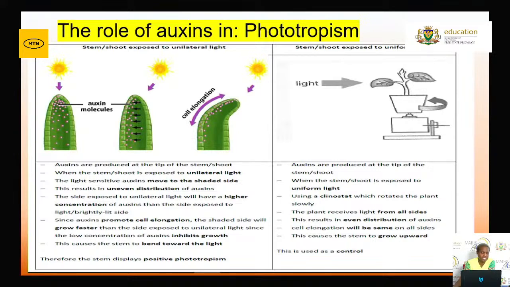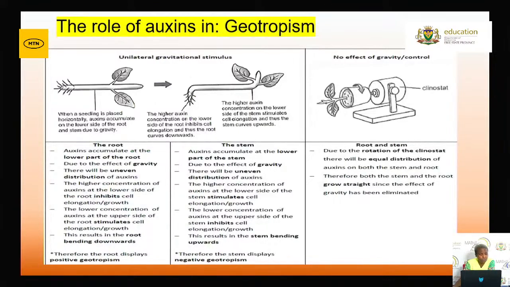Then the role of auxin in geotropism. Just remember that with geotropism, this is what is more important here. Let us say we place our plant horizontally, and then what will happen with auxin? It will move to the lower side. But please remember that auxin in roots inhibits growth. So the side with no auxin, the upper side, will grow and accelerate faster than the lower side with auxin. That is why most of the time you will see the roots bending downward.